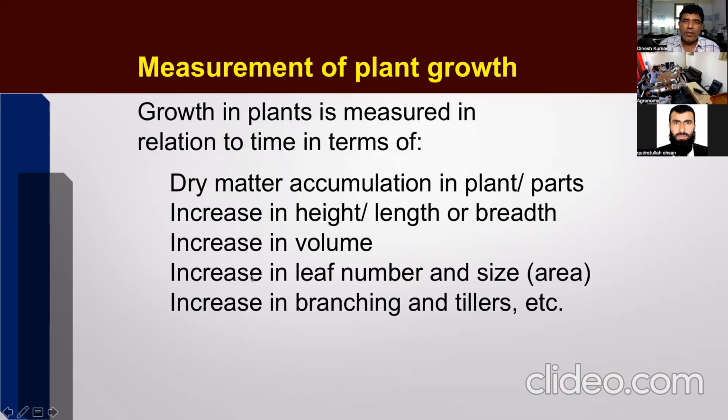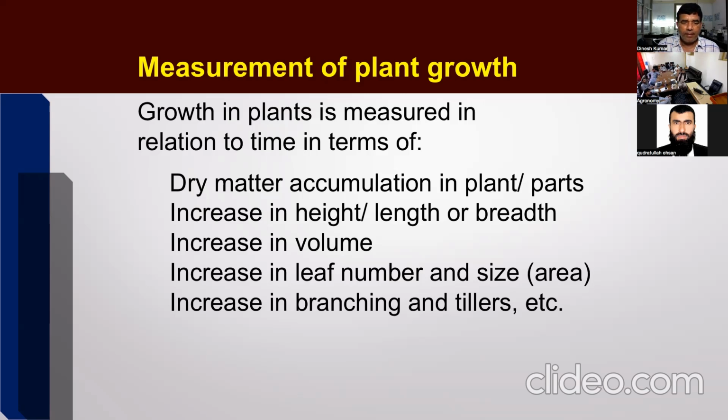We can see the growth. Increase in volume. Many times we can see the root volume. Students who study on root growth, they always measure root volume. Increase in leaf number and size. You can count the leaf. The students working on maize, they can count the leaf numbers and they can see the size of the leaf. Leaf area can be measured. Increase in branching. How many branches are there on mustard? How many branches are there in chickpea or legume plants or some oilseed plants? We can count the number of branches to see the growth.